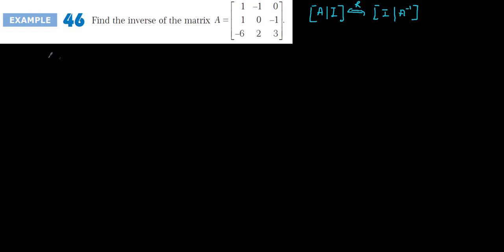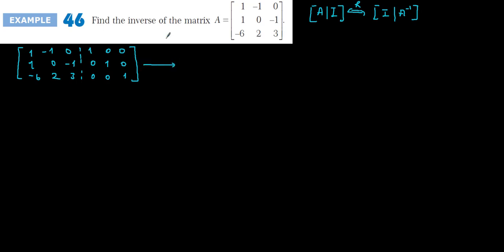Firstly, I'm starting with writing the matrix A, which is equal to 1, -1, 0; 1, 0, 1; -6, 2, 3. And the identity matrix is written here, which is equal to 1 0 0, 0 1 0, and 0 0 1. Yes, this is the identity matrix, the 3 by 3 identity matrix.